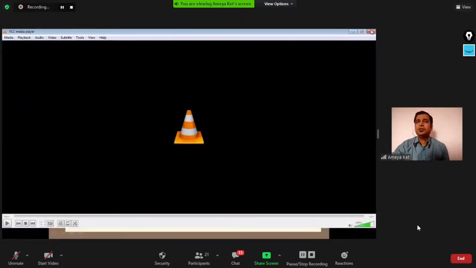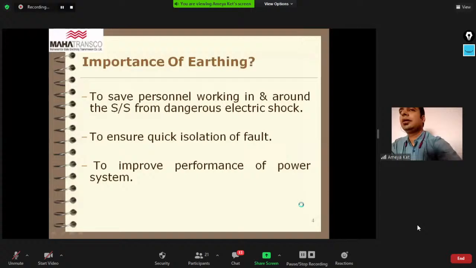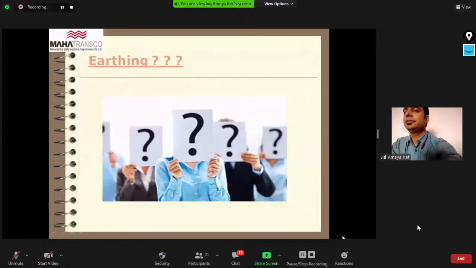So, we have just seen one visual regarding earthing.